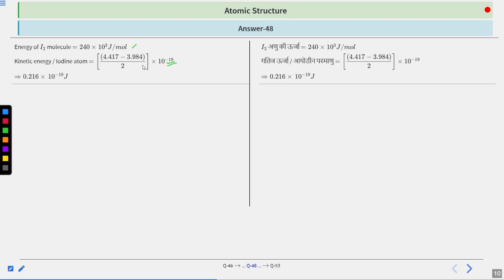Now this energy will be distributed among the two iodine atoms which have the same energy, so each of them will receive the same energy. So divide this by 2 and that will give you 0.216 into 10 to the power minus 19. This is the energy gained by the I2 molecule, meaning both the atoms. Now you have to find it for the individual atom, so you simply divide the value by 2, that will give you 0.216 into 10 to the power minus 19 joule. Clear? Now moving on to the next question.